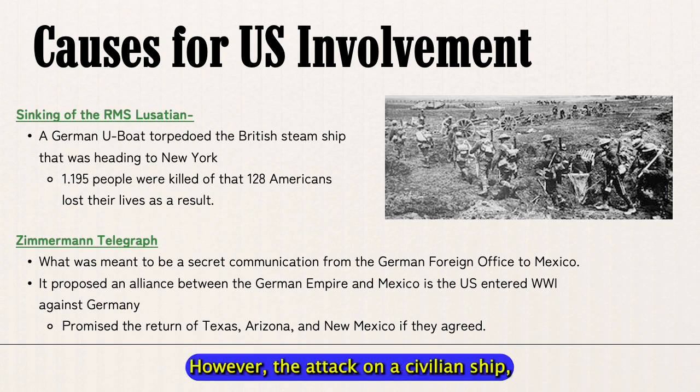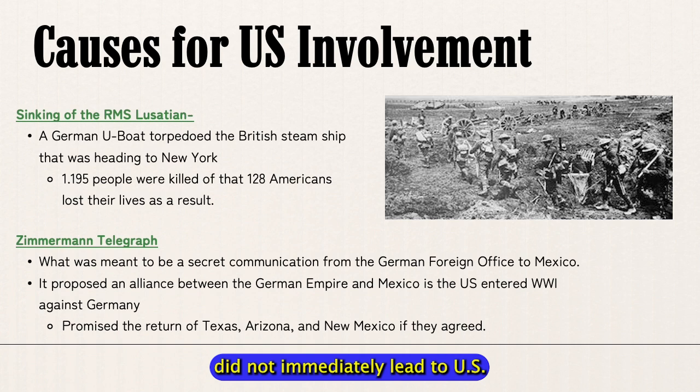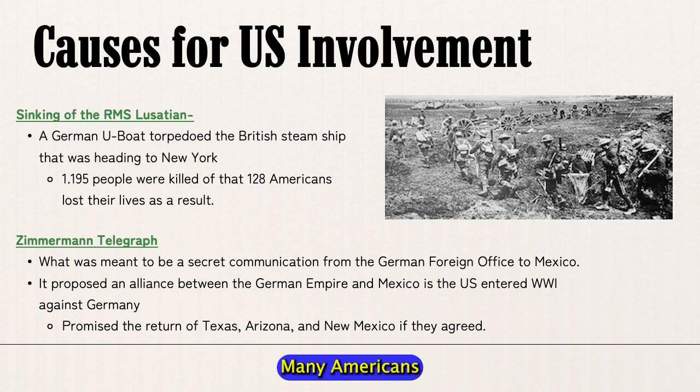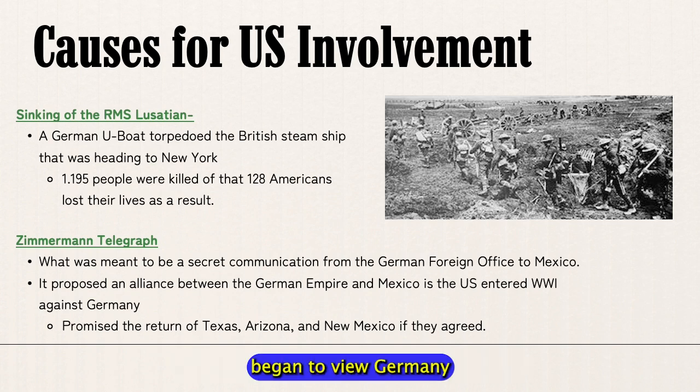However, the attack on a civilian ship, especially one carrying American passengers, caused outrage in the United States. Impact on U.S. involvement. The sinking of the Lusitania did not immediately lead to U.S. entry into the war, but it marked a turning point in public opinion. Many Americans who had previously supported neutrality began to view Germany as a dangerous aggressor.